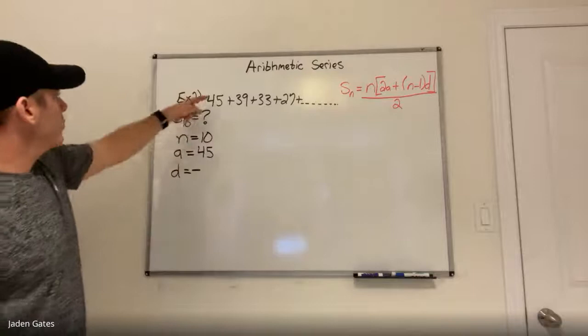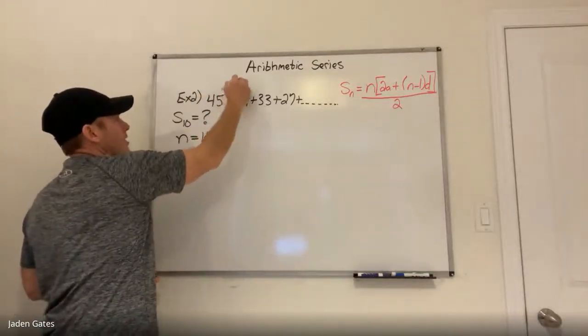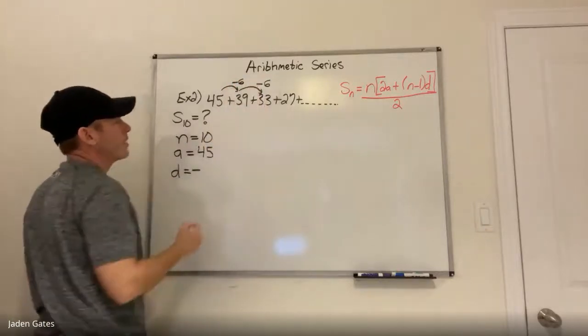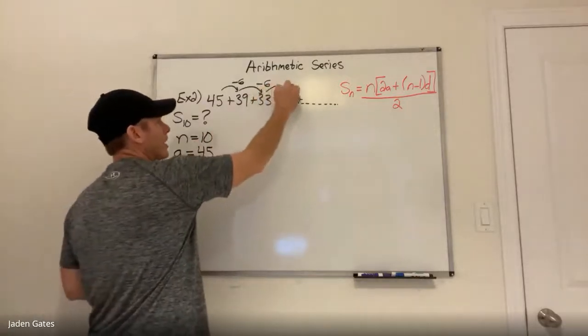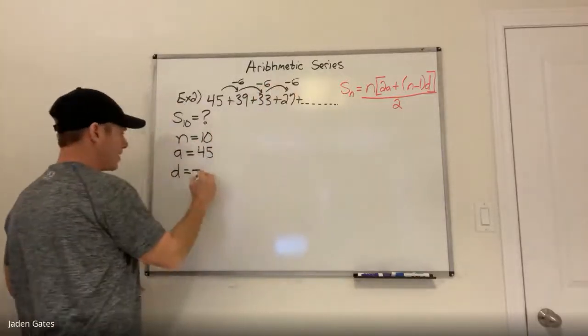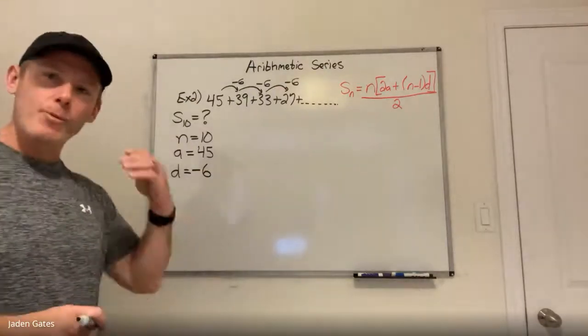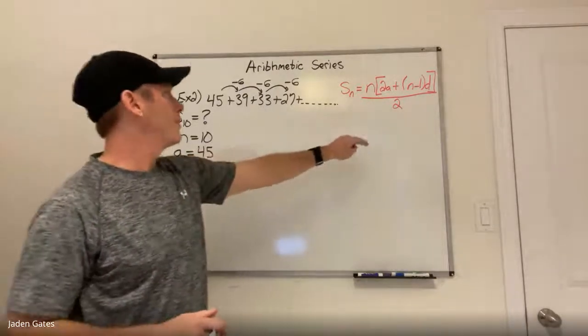All right, and it looks like to go from 45 to 39, I'm going down 6. 39 to 33, down 6. Well, since this is an arithmetic series, it's got to keep continuing. So again, it's down 6. And so my d value, as promised, is a negative 6. Again, because my numbers are decreasing as I move through this series. All right, so now I've got my variables.